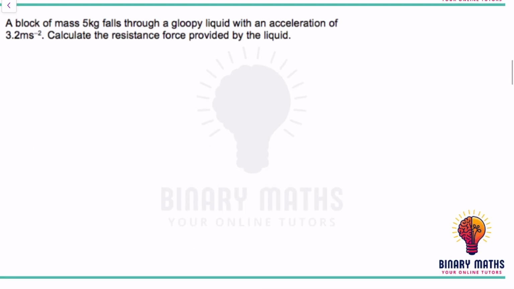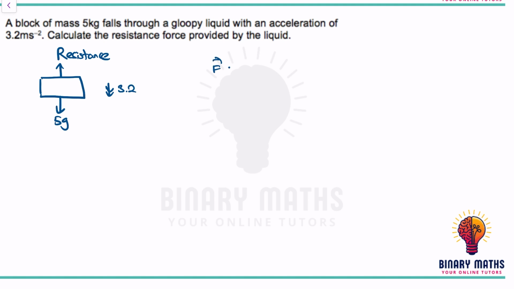A block of mass 5 kg falls through a gloopy liquid with an acceleration of 3.2 meters per second squared. Calculate the resistance force provided by the liquid. So we've got a block of mass 5 kg, so that means weight will be 5g. We don't know the resistance, so let's just call it R, resistance. You can call it just resistance so you don't confuse it with the reaction force. It doesn't have a reaction force because it's not touching anything. And we know that it's accelerating down with the acceleration of 3.2 meters per second squared.